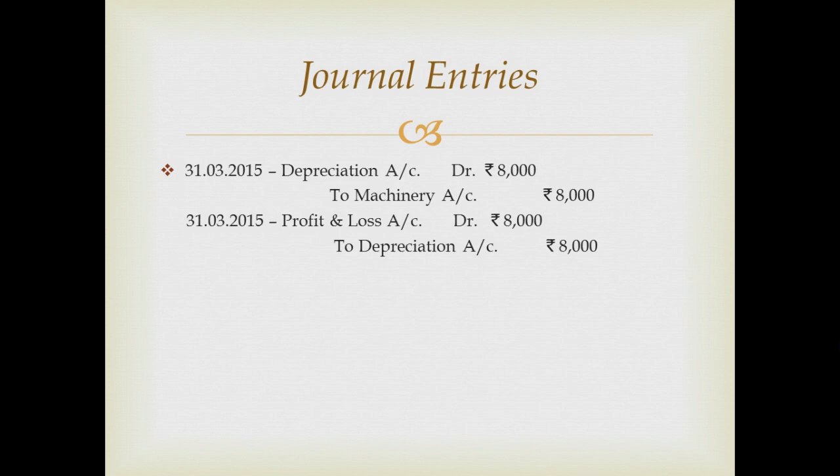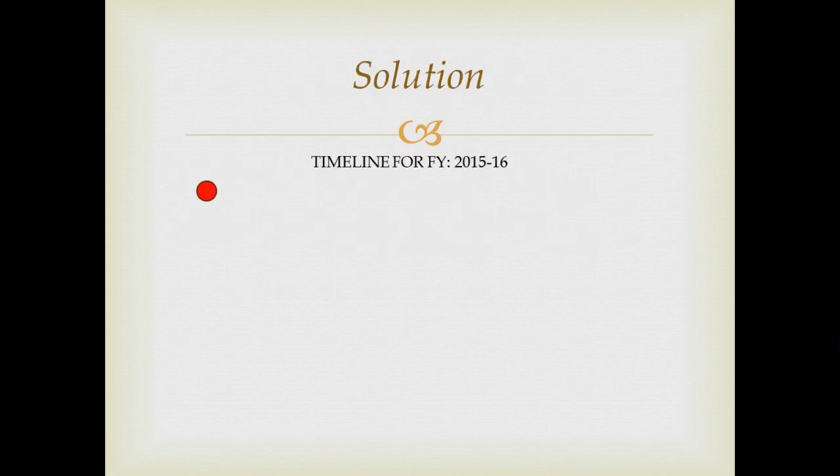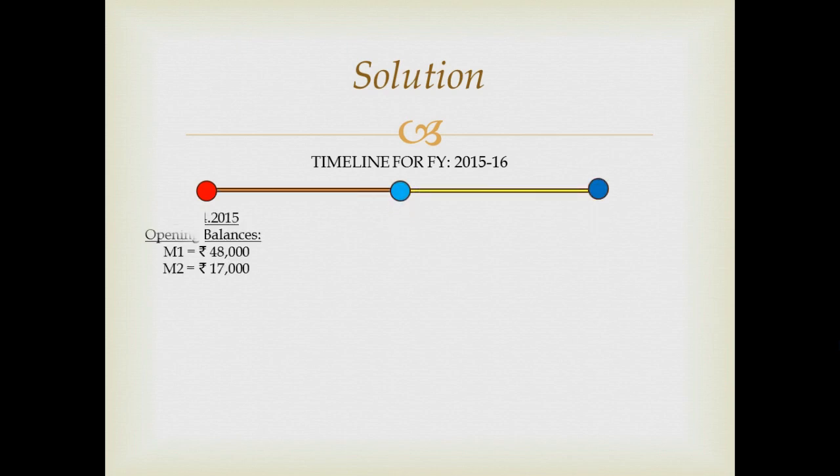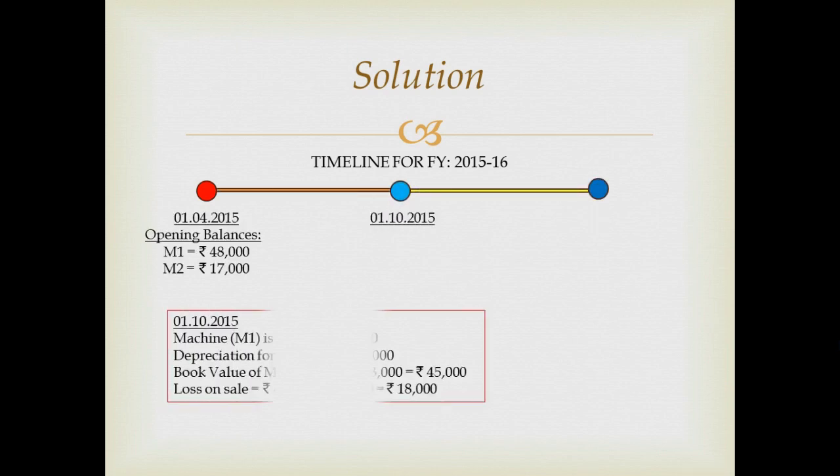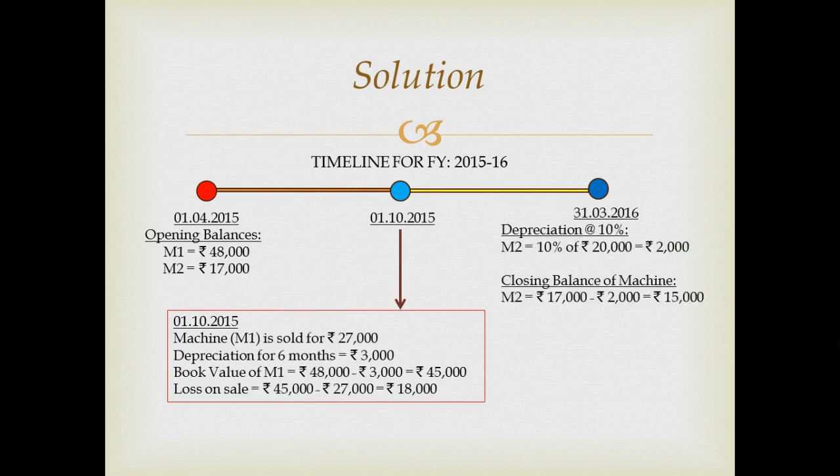The subsequent journal entries shall be: on 31st March 2015, depreciation account debit to machinery account Rs 8,000 and profit and loss account debit to depreciation account Rs 8,000. Now the timeline for FY 2015-16. On 1st of April 2015, we have the opening balances of M1 as Rs 48,000 and M2 as Rs 17,000.